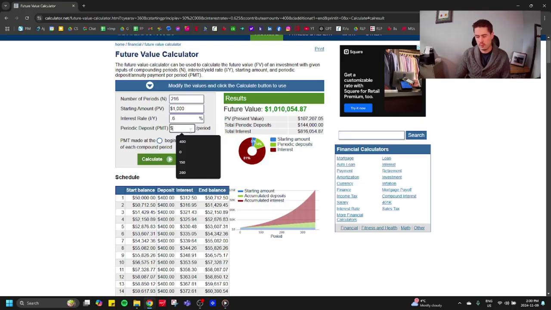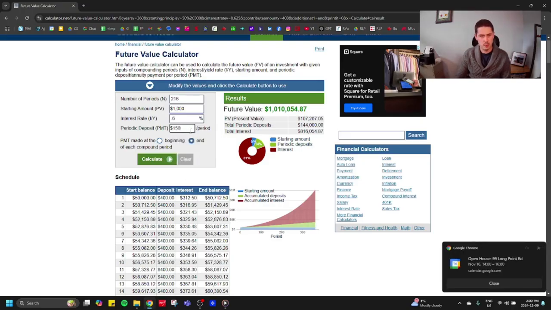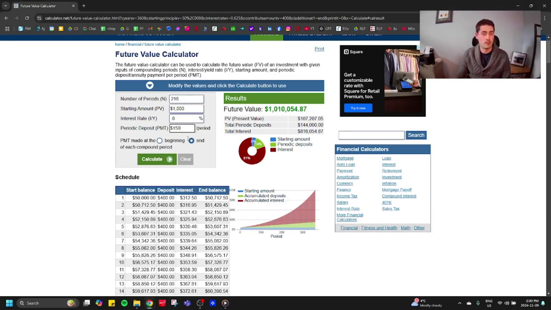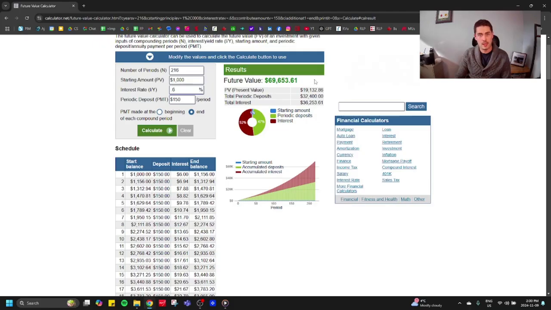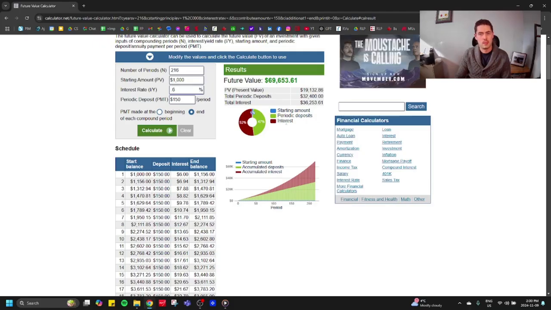And then we'll assume that you as parents have decided to put $150 away per month until they turn 18. So what does that 1,000 at 6 or 7% and 150 per month turn into at year 18? Turns into $70,000 at year 18. So again, there's a huge portion of this that's interest.